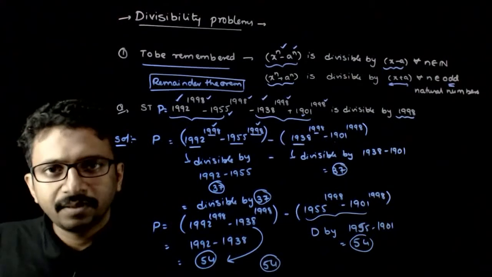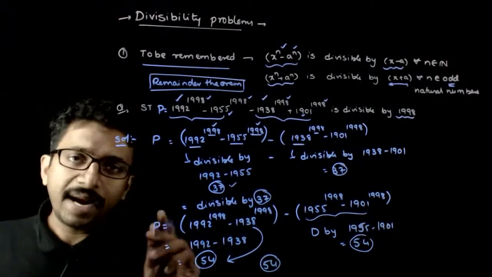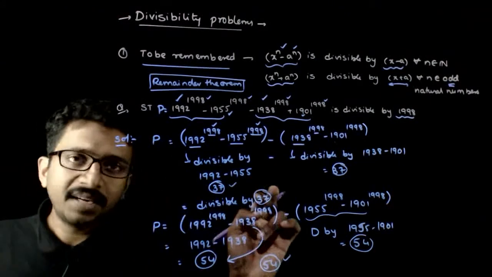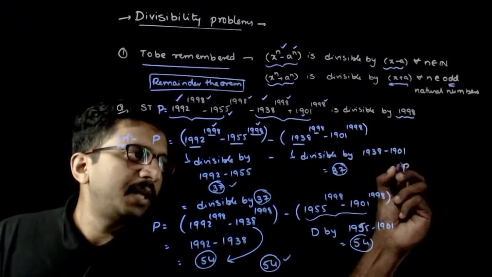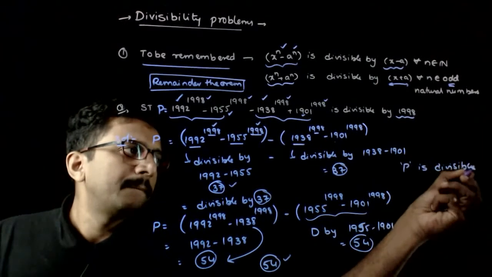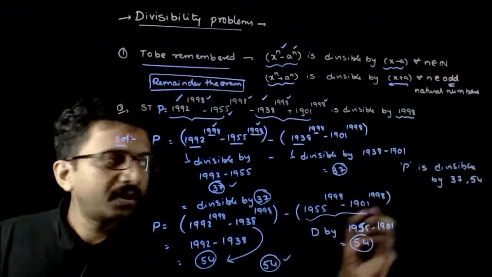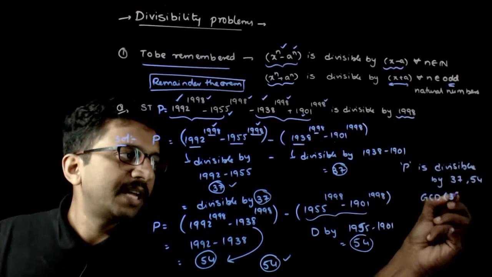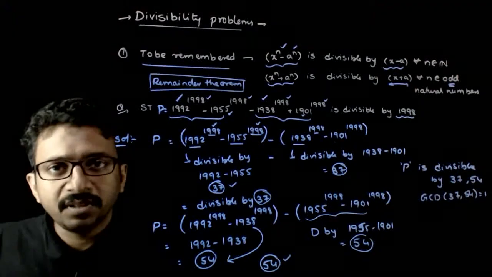Now what is the effective conclusion? P is divisible by 37 and also P is divisible by 54. P is divisible by 37 as well as 54, and the GCD, greatest common divisor, of 37 and 54 is equal to 1. There are no common factors between these two.